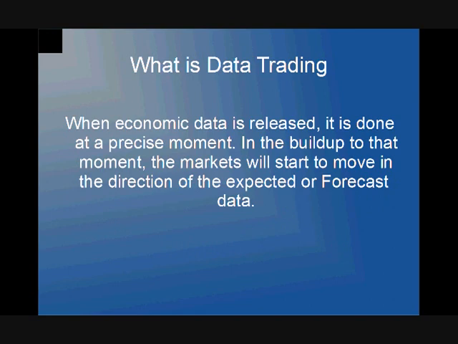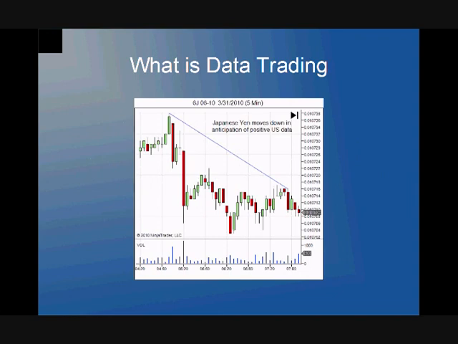When economic data is released, it's done so at a very precise moment. In the build-up to that moment, the markets will start to move in the direction of the expected or forecast data. A quick example is this chart of the Japanese yen moving down in anticipation of positive US data. Positive data for the US dollar normally has a downward effect on the Japanese yen.